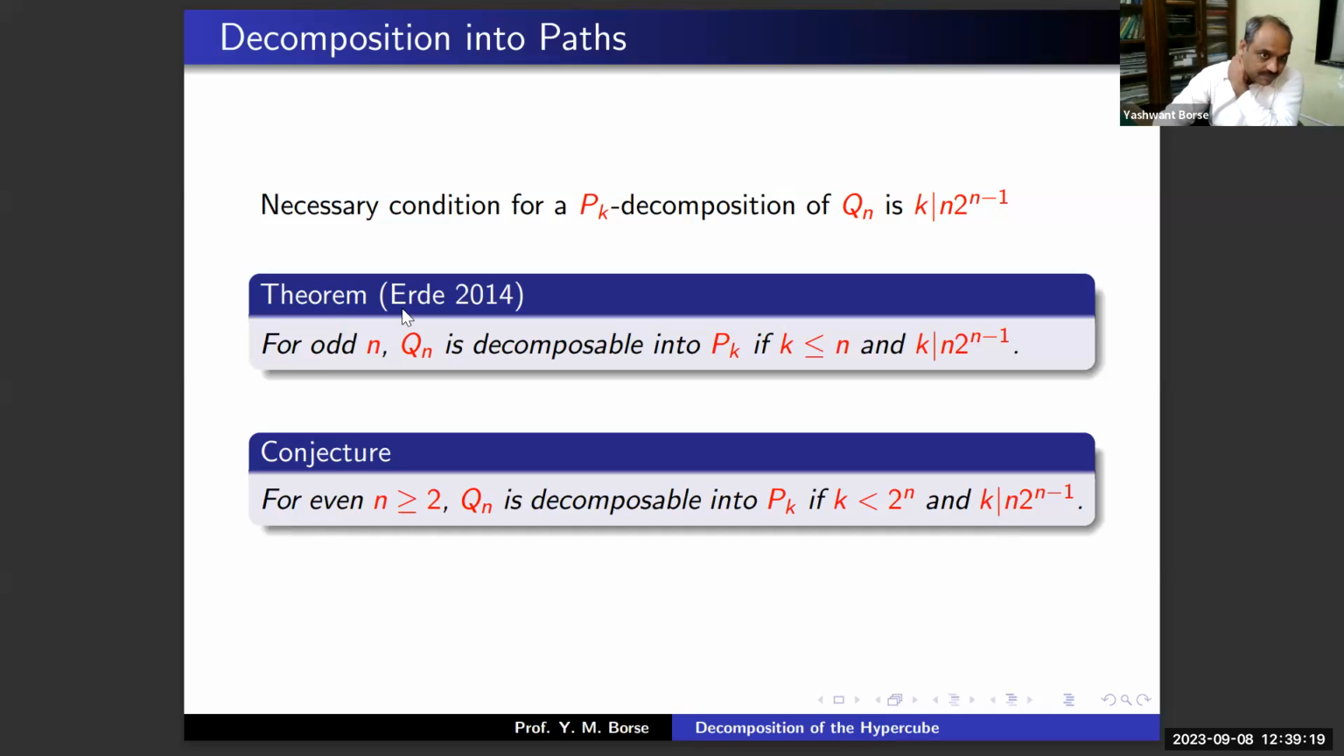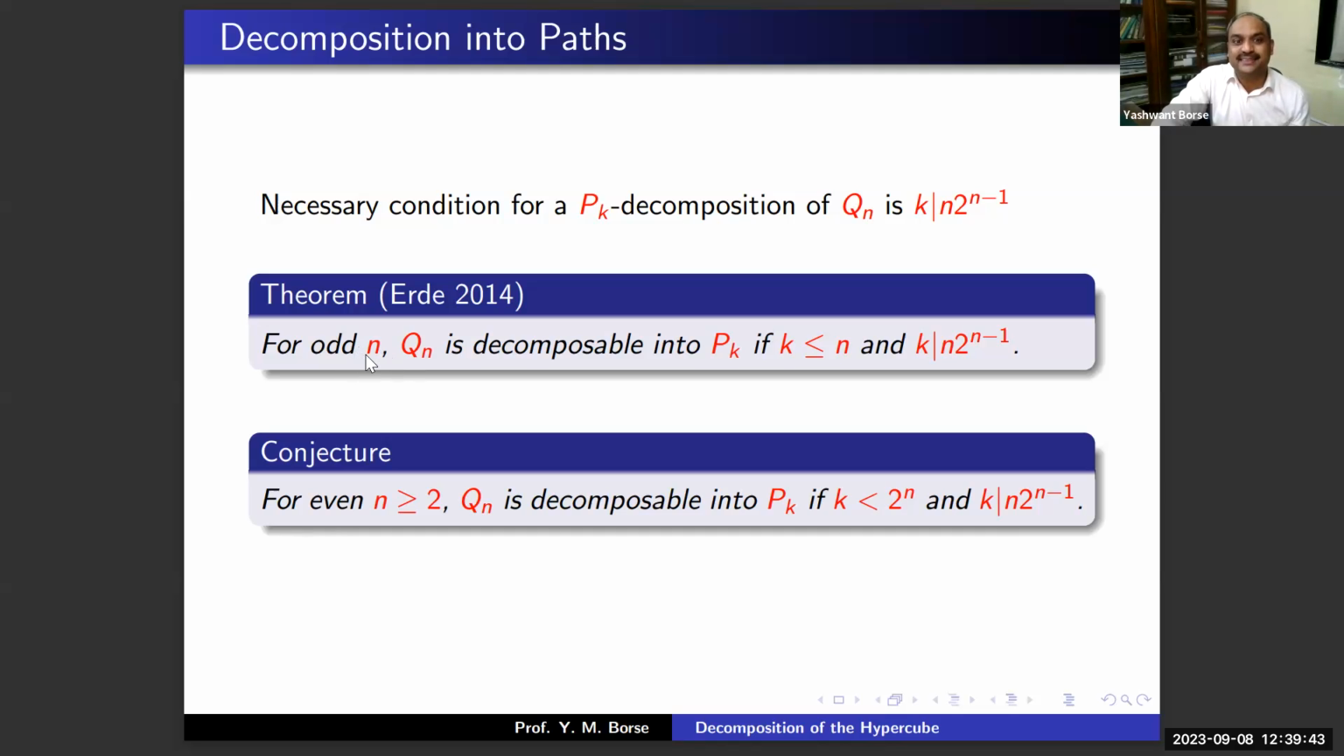So Faraday proved that Qn can be decomposed into paths of length k if k is less than or equal to n and k divides n into 2 raised to n minus 1. Please read Pk as path of length k just now. So it is not inconsistent with my previous notation, but here I am considering it like this.